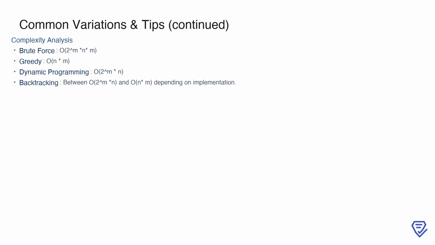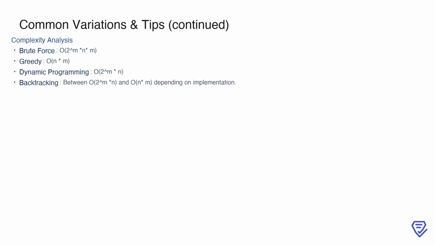Finally, let's analyze the time complexity of the different approaches. Brute force is computationally the most expensive, with a complexity of 2^m * n * m. This reflects the exponential growth from checking all subsets of columns. In contrast, the greedy approach is significantly more efficient, operating at n*m, as it avoids subset enumeration and focuses only on necessary deletions. Dynamic programming, while more optimized than brute force, still has a high complexity of 2^(m*n), due to the state tracking required for subsets.